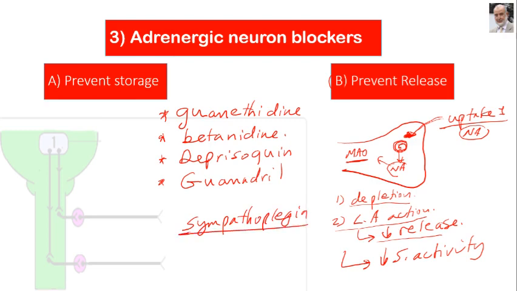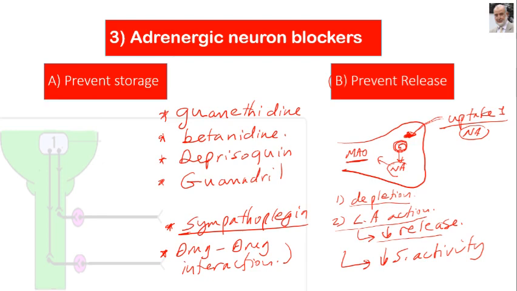Okay, so these drugs actually have very limited clinical uses because of this first reason, sympathoplegia, and second, because they produce many drug interactions. If they are taken with other drugs, they might produce very severe drug interactions, as we will say later.